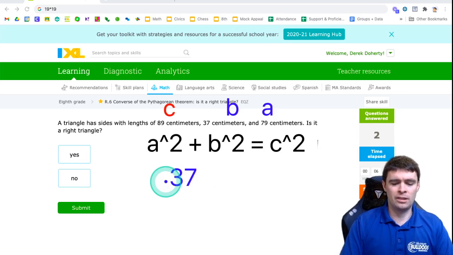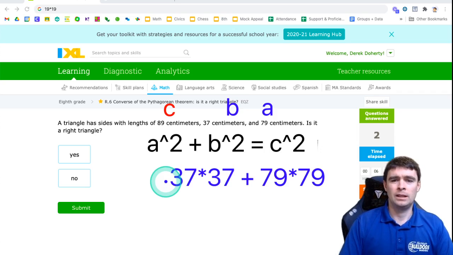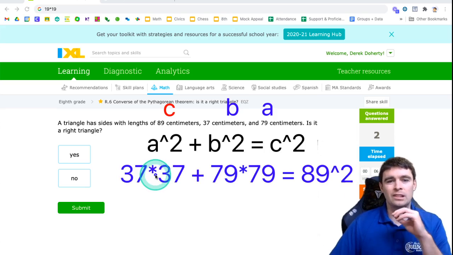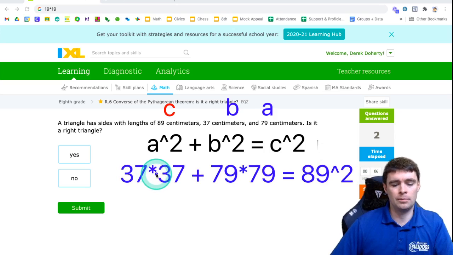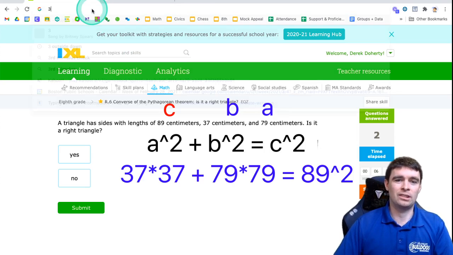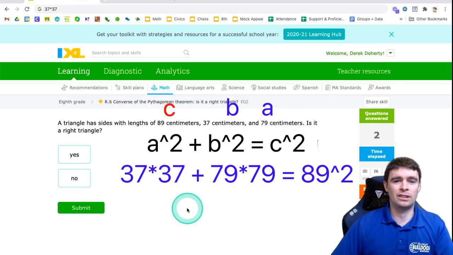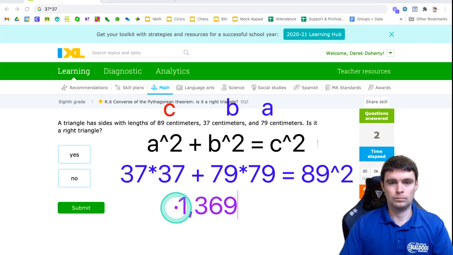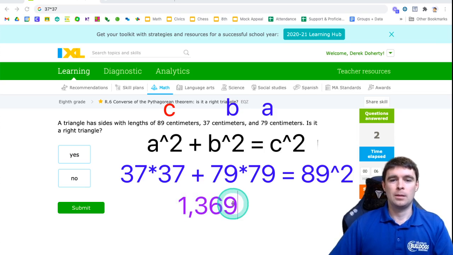So I'm going to have 37 squared plus 79 squared. And the question is, does that equal 89 squared? I wrote some of them as 37 times 37. It means the same thing as 37 squared. And I'm going to need my calculator a bit. 37 times 37 is going to give us 1369, plus whatever 79 squared is. We got to do that out.